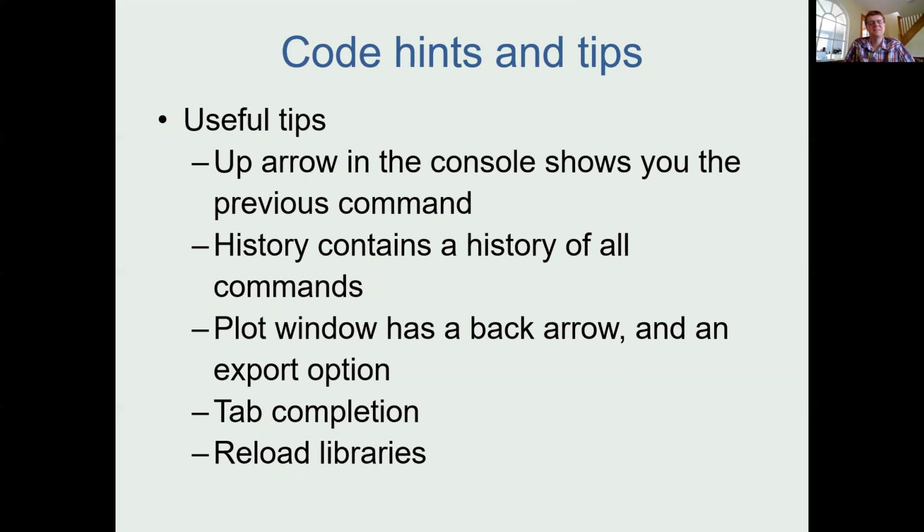Tab completion is really, really useful. It's one of these things where you start typing either a function or a variable in, and R will suggest what it thinks you're trying to type, and that can be really, really useful. So start typing, press tab, see what comes up. One thing that's always worth remembering is if a function's not working or it's not doing what you expect, try reloading the libraries. If it's saying it can't find a function, you've probably forgotten to load the libraries. So make sure you run library(sf) and library(tmap).